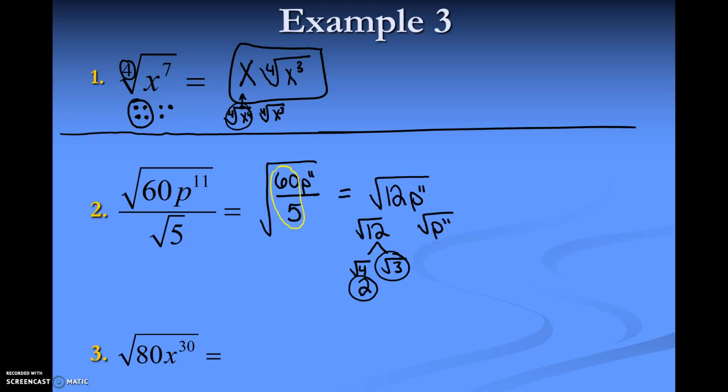Now let's think about p to the 11th. How many groups of 2 are there in 11? 5. That'd be 10 of them. And then there would be 1 of them left over. Put this in our final answer, the stuff not under the radical, 2p to the 5th. And then the stuff under the radical, 3p.